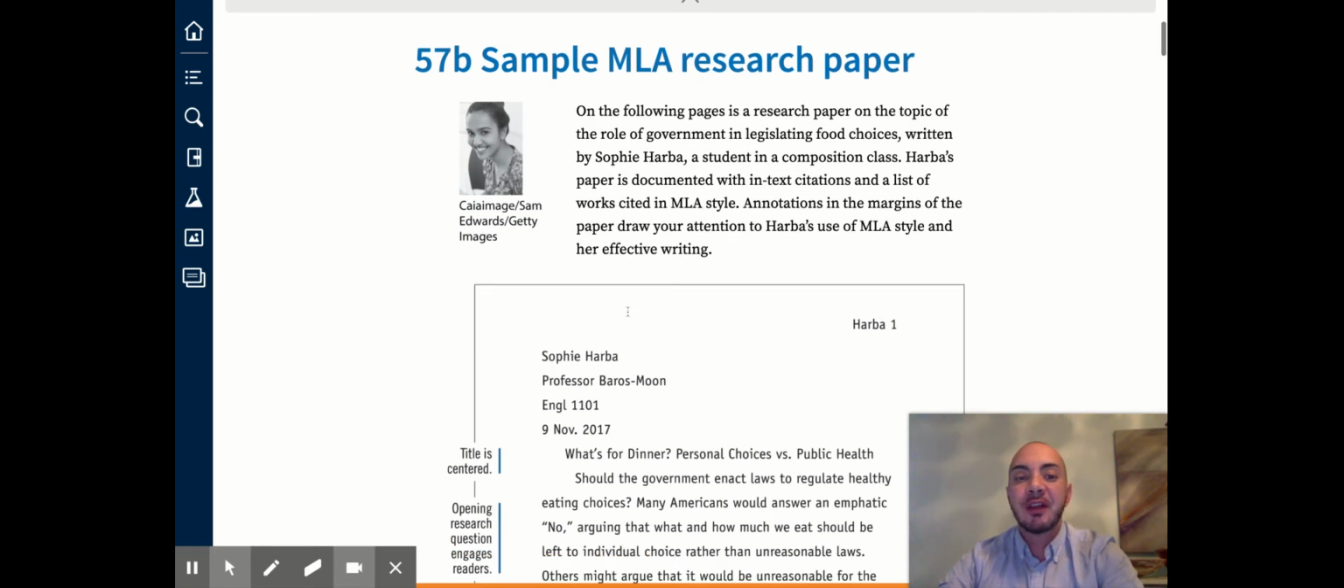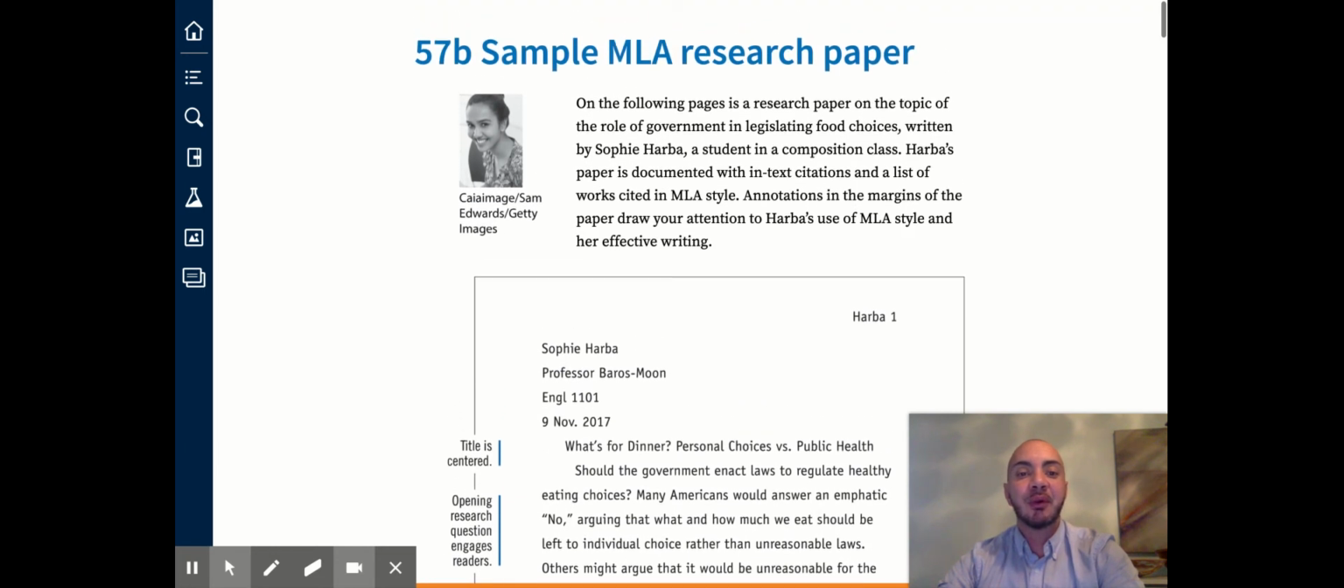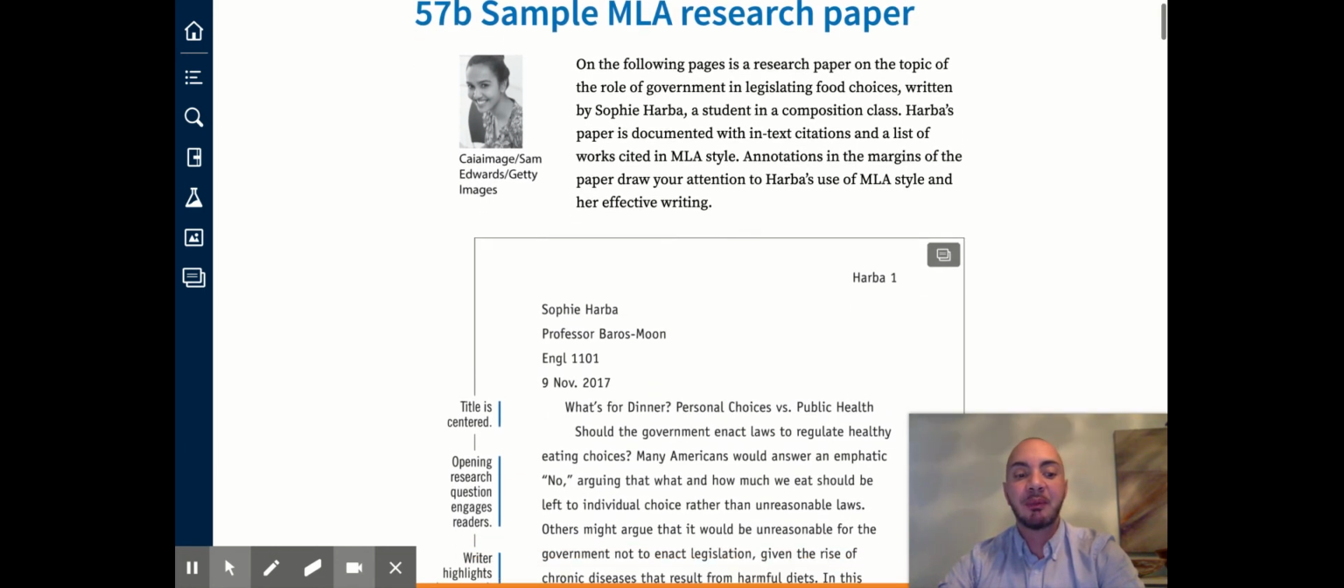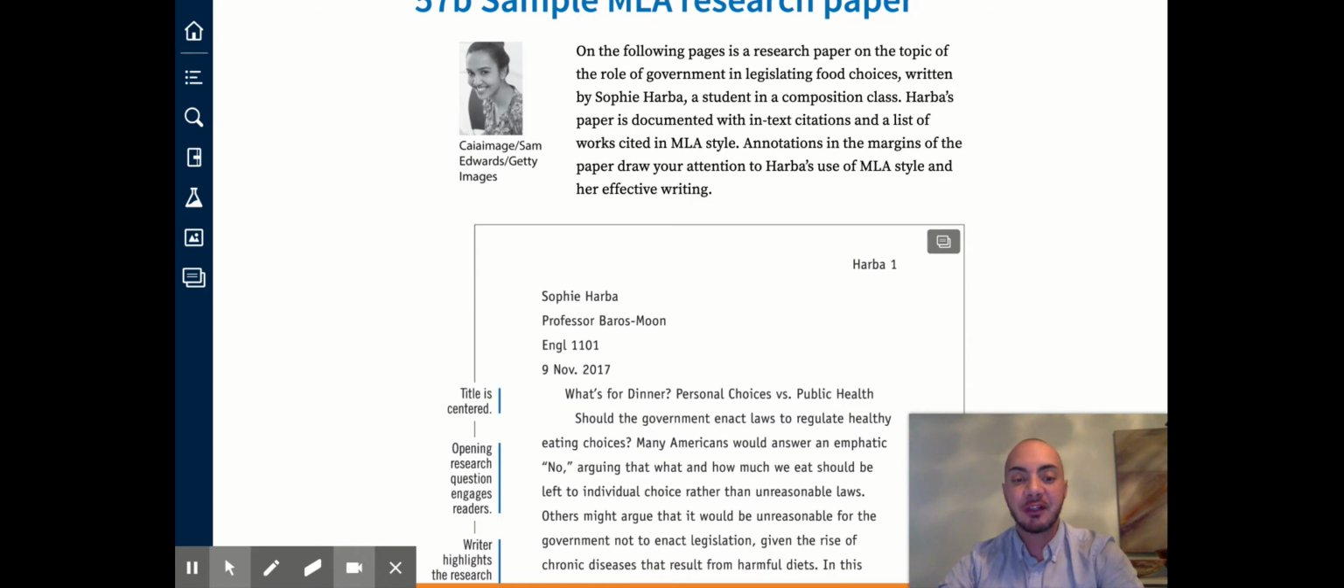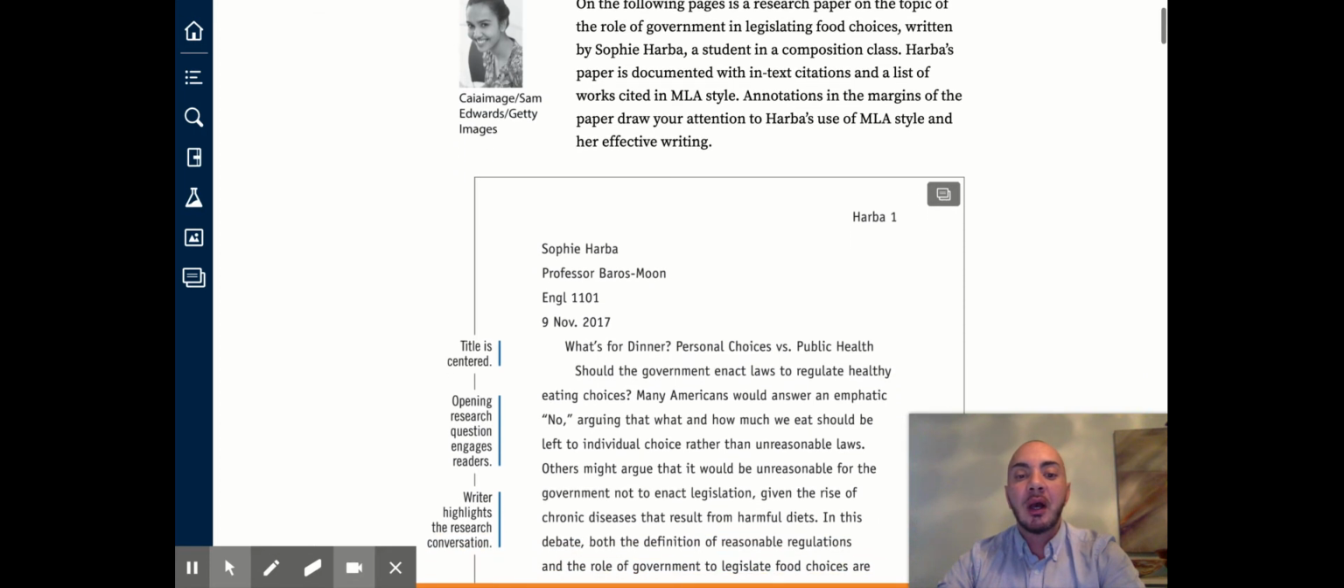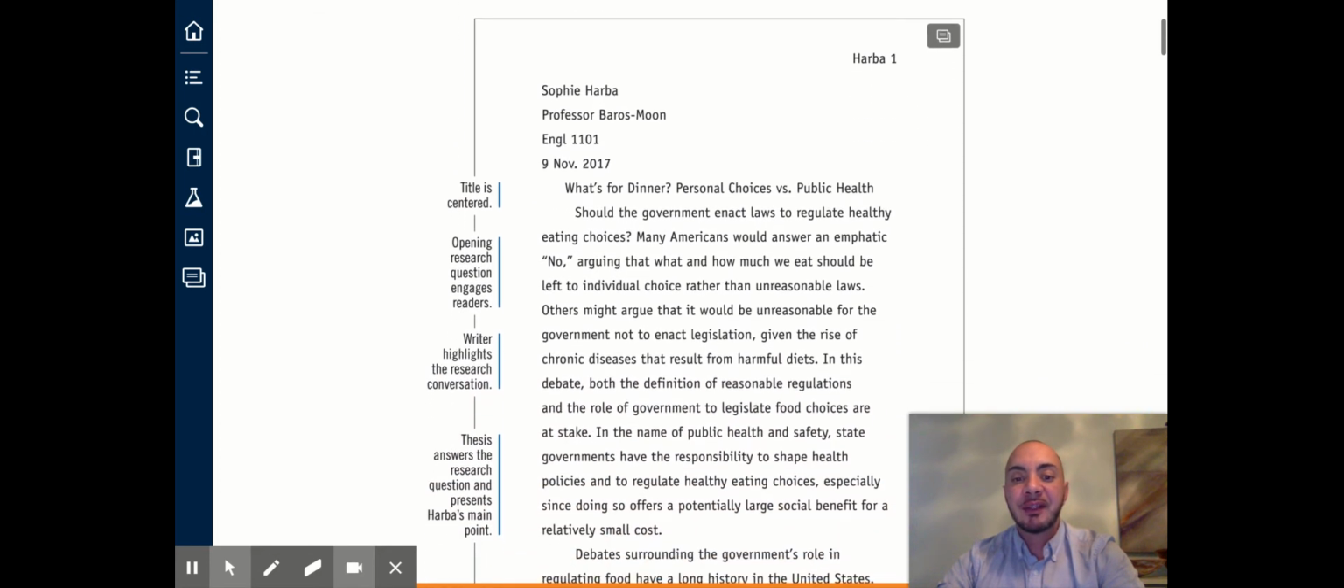So you'll just notice that you can find this example of an MLA research paper in your Rules for Writers textbook. It's on about page 464 is where the discussion of MLA starts. And I want to just highlight some of the things that the student sample paper is doing. So again, just note your heading. You always begin with your own name, followed by your professor's name, followed by the class, and then followed by the due date of the assignment.